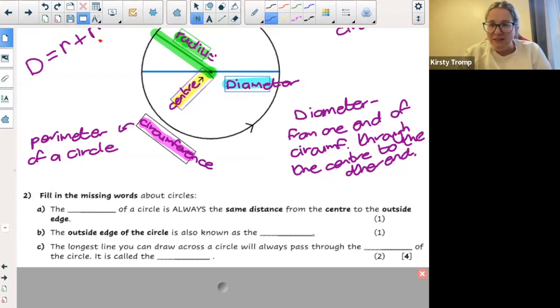All right, I'm seeing lots of people telling me in the chat, well done, guys, you are right. It is the radius. So the radius of a circle is always the same distance from the center to the edge. When you see those words circle, center, and edge, you know you're dealing with a radius.